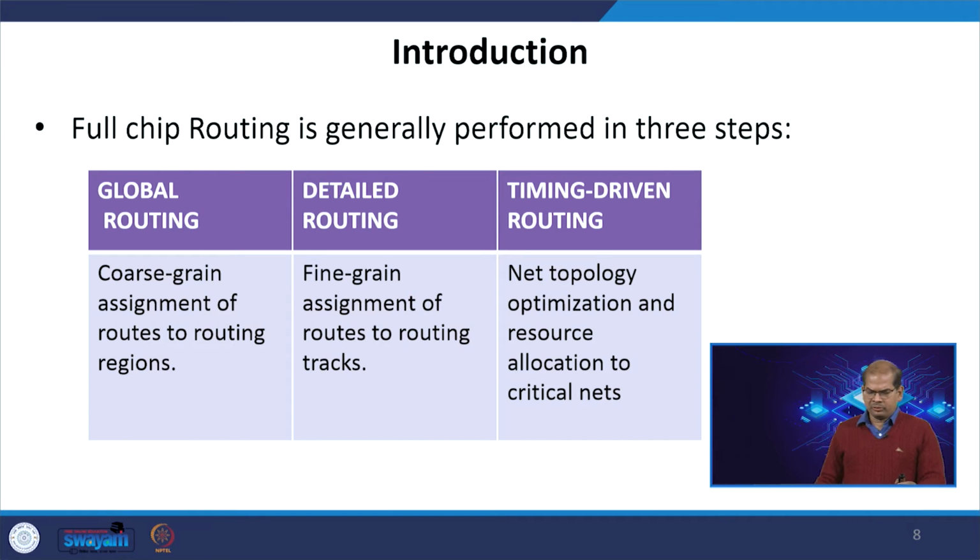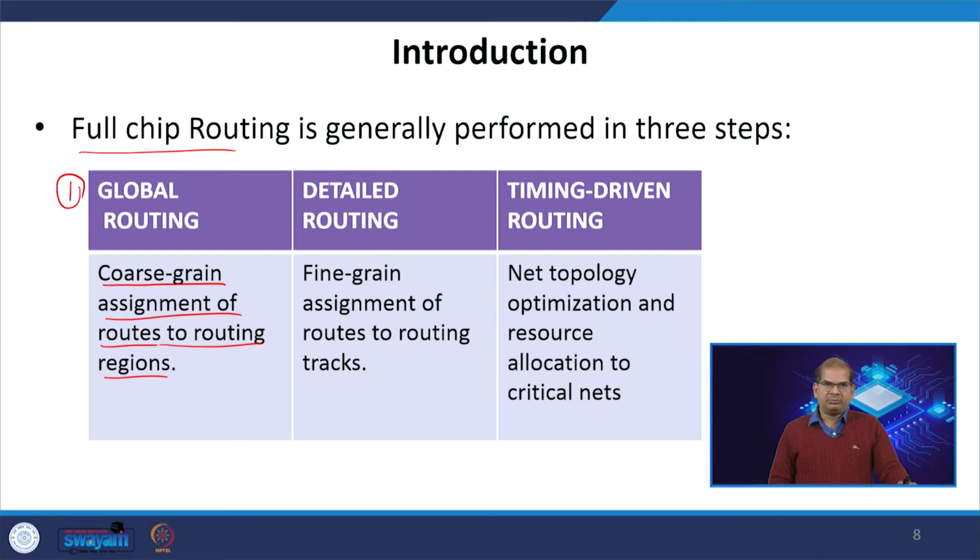If you go into full chip routing, it is divided into multiple phases. What are the main phases of full chip routing? The first phase is called global routing. Global routing is basically the coarse grain assignment of the routing resources to the routing regions. It is not the actual assignment; it is a coarse grain assignment of the routes to the routing regions. But in detailed routing, we assign the actual metal lines. We assign the fine grained assignment of the metals to the routing tracks.